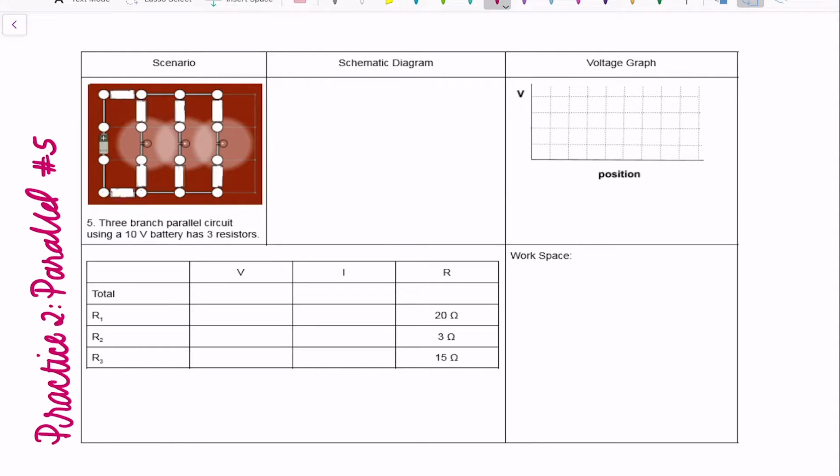All right, so now we're going to work on practice 2, number 5. And now we see that there are 3 branches, and previously we've been working with something that had 2 branches. So let's go ahead and read what's given to us. We know that there's a 10-volt battery and there are 3 resistors, and each resistor is in its own branch.